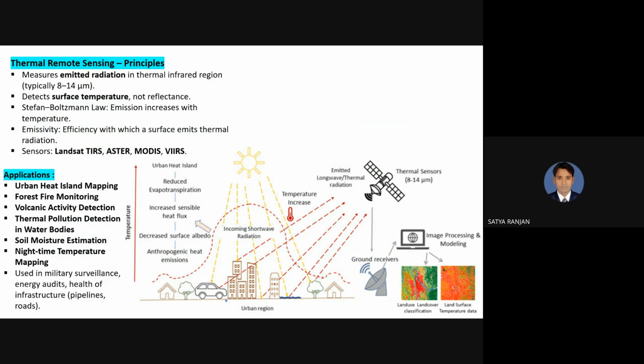Now, after the multispectral sensor, we go to thermal remote sensing. Thermal means it is related to heat and temperature. So how is temperature recorded in remote sensing technology? This is the thermal remote sensing principle. It measures the emitted radiation in the thermal infrared region, typically 8 to 14 micrometers.